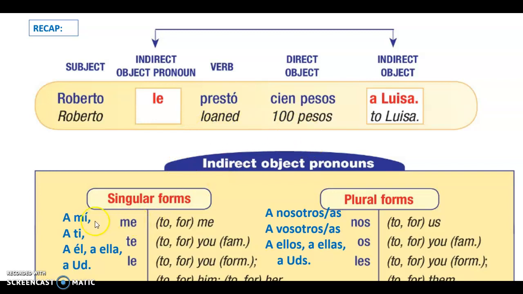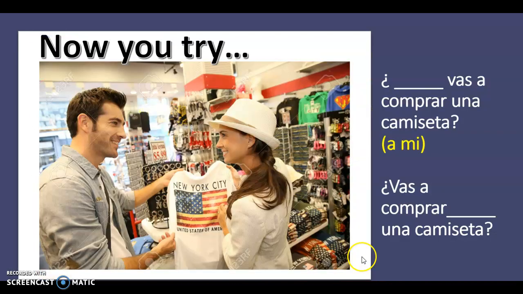They are as follows. If it's a mí, it's me. A ti, te. A él, ella, usted, le. Nosotros, nos. Vosotros, os. Ellos, ellas, ustedes, les. Now you try. You can pause the presentation. Jot it down if you'd like. I'm just going to go through and give you the answers.